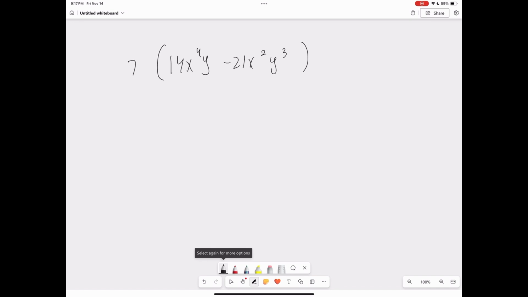They both have x's and y's, so we can take out x's and y's, but we have to take out the lowest amount. Remember, the greatest common factor means take out the max you can take out. The max we can take out is an x squared. So I'm going to take out an x squared, and I'm going to take out a y. So what does that leave us with? That leaves us with 7x squared y. 14 divided by 7 is 2, x to the 4th divided by x squared is x squared. The y divided by y is 1. Minus 21 divided by 7 is 3xy.